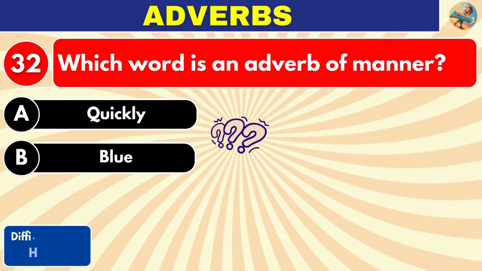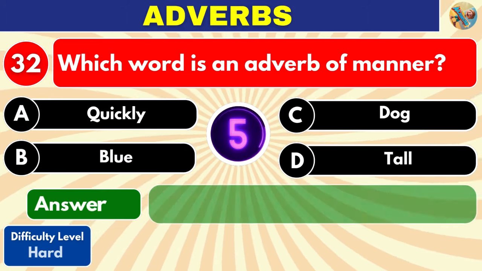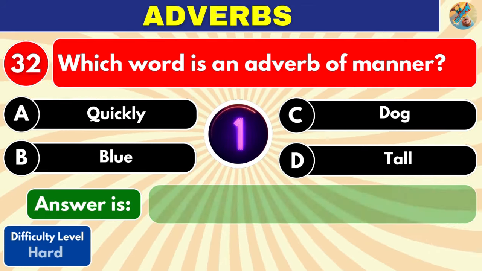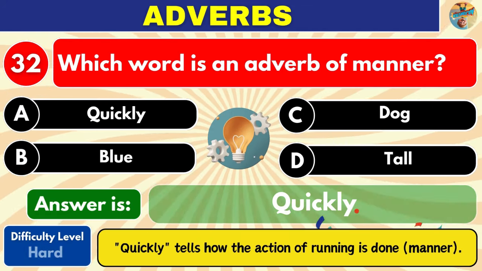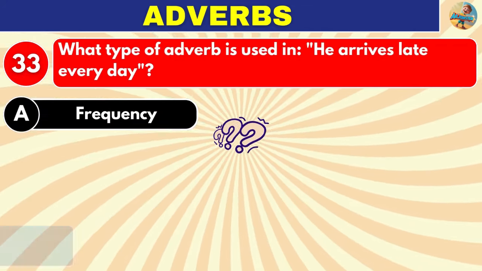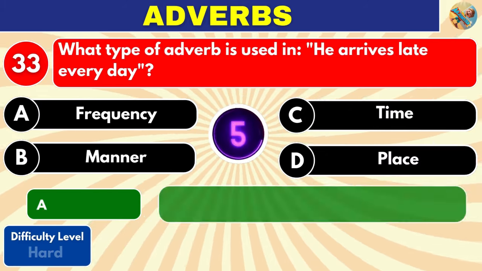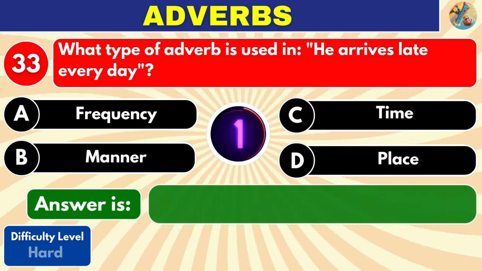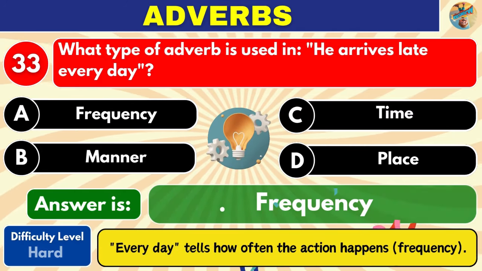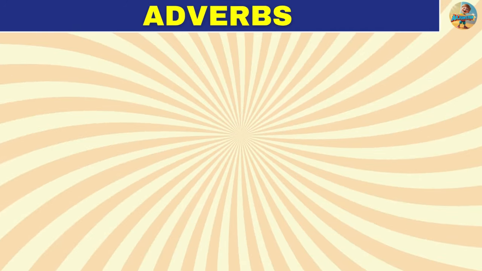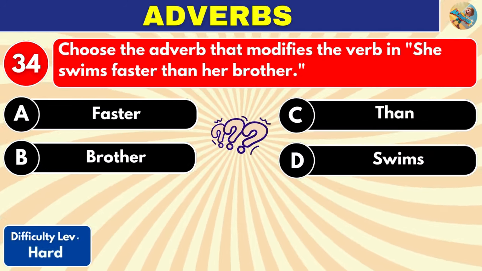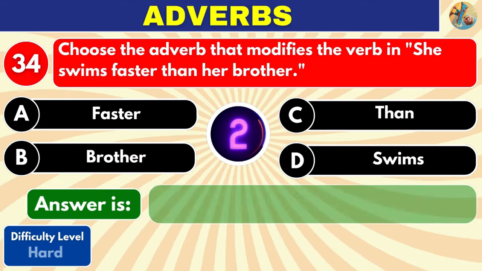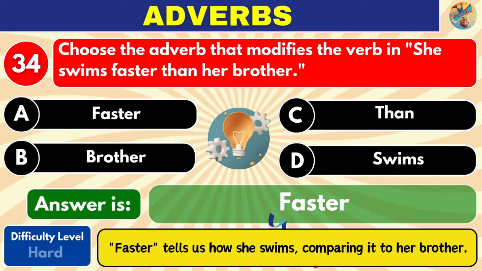Question 32 is which word is an adverb of manner? Answer 32 is quickly. Question 33 is what type of adverb is used in he arrives late every day? Answer 33 is frequency. Question 34 is choose the adverb that modifies the verb in she swims faster than her brother. Answer 34 is faster.